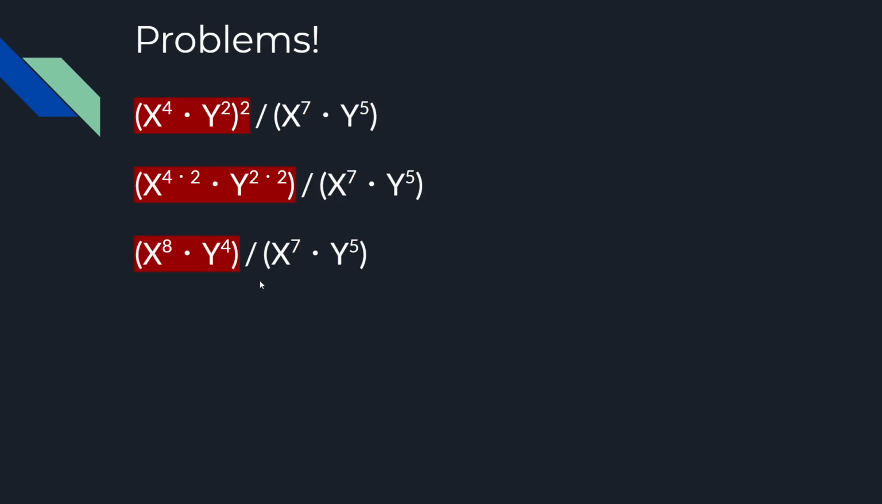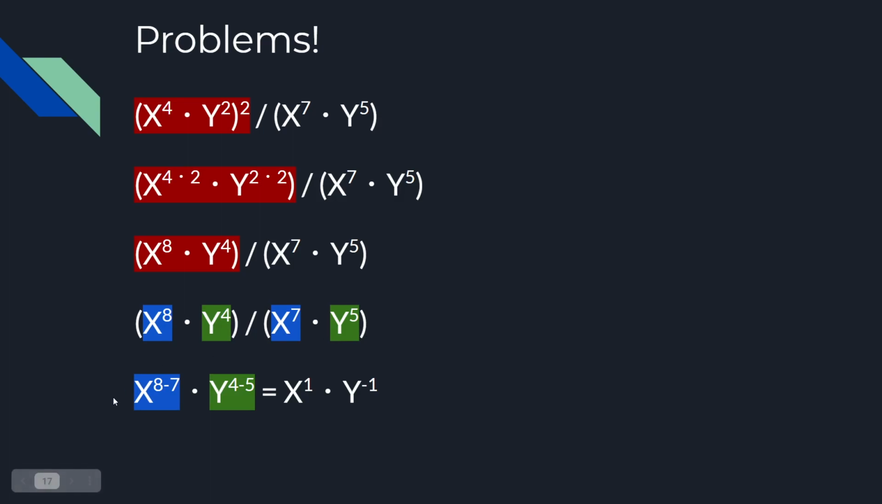So we end up with x to the 8th times y to the 4th over x to the 7th times y to the 5th. Now, because of the way multiplication works, 1 times 2 times 3 times 4 is the same thing as 4 times 3 times 2 times 1, right? This is the commutative and associative property. We're able to group the x to the 8th, the y to the 4th, the x to the 7th, and the y to the 5th this way. So we're going to apply the quotient rule for both of them. We'll just subtract them, right? Because this is a fraction.